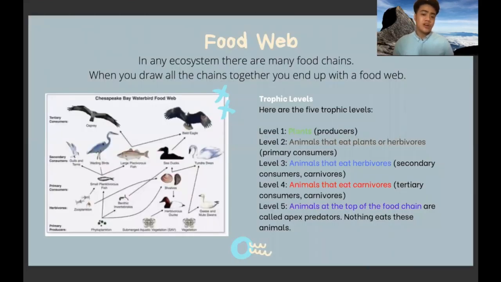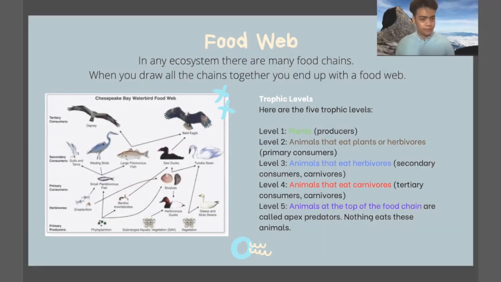Okay, let's talk about food webs. In any ecosystem, there are many food chains. When you draw all the chains together, you will end up with a food web. There are 5 different trophic levels in the food web. Level 1 is producers. Level 2 is primary consumers. Level 3 is the secondary consumers or carnivores. Level 4 is tertiary consumers or carnivores. And last but not least, we have the apex predator, because nothing eats this animal, and it automatically makes them at the top of the food chain.